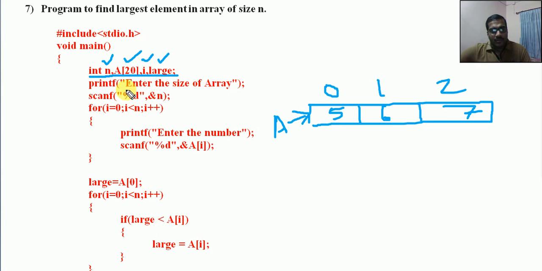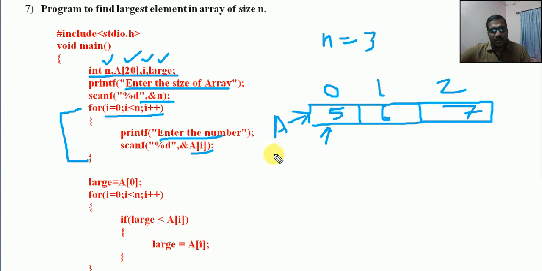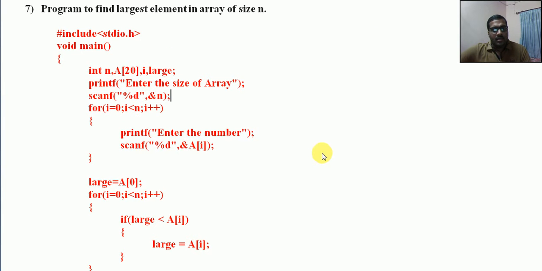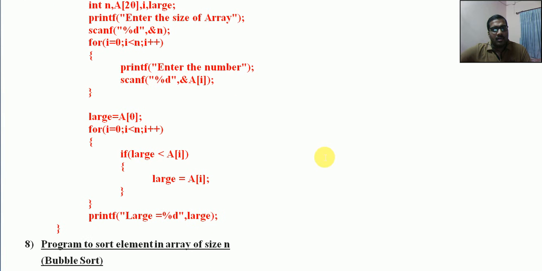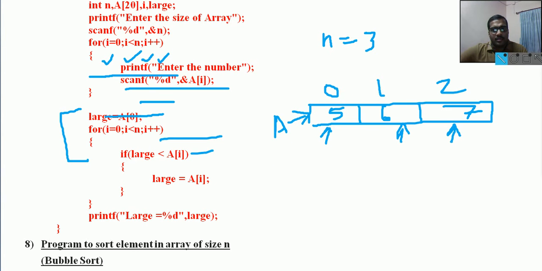Now first of all, take the size of the array and scan that. So n is equal to 3. Now this is the loop as usual, from 0 to n minus 1, that is i less than n. Read each element, a of 0, then a of 1, then a of 2. Same logic we are following here also. Okay, now let us see the major logic of this particular program.